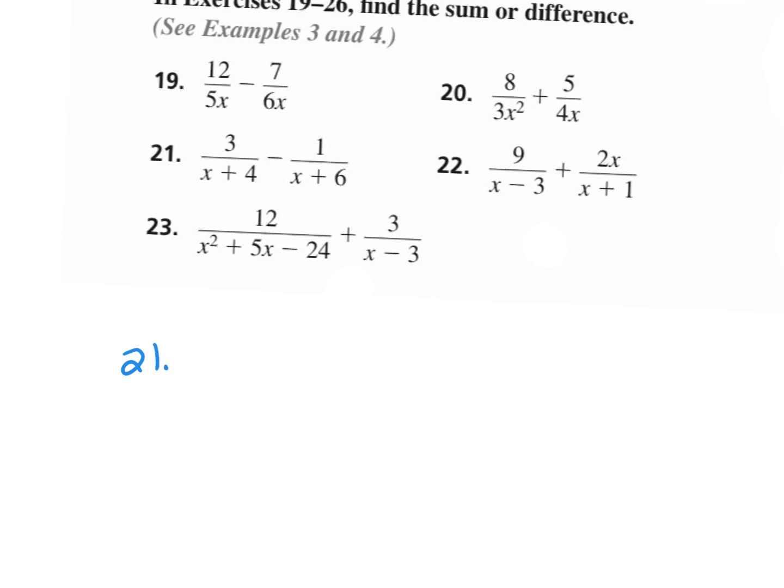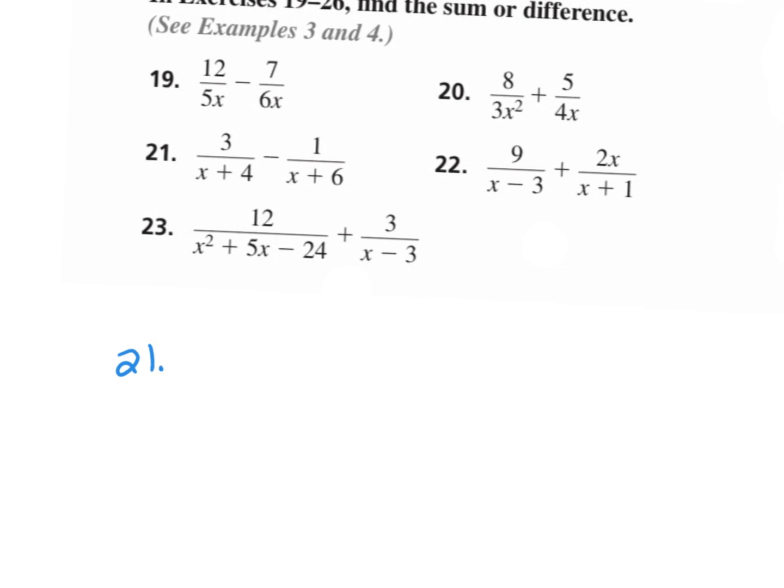All right, so for 21, we have to have a common denominator, yes? In order to be able to add or subtract rationals, fractions, you have to have a common denominator. So look at 21. What are the two denominators that you see? X plus 4 and X plus 6, right? They're both different, so how would we get a common denominator? We're just going to multiply them together.